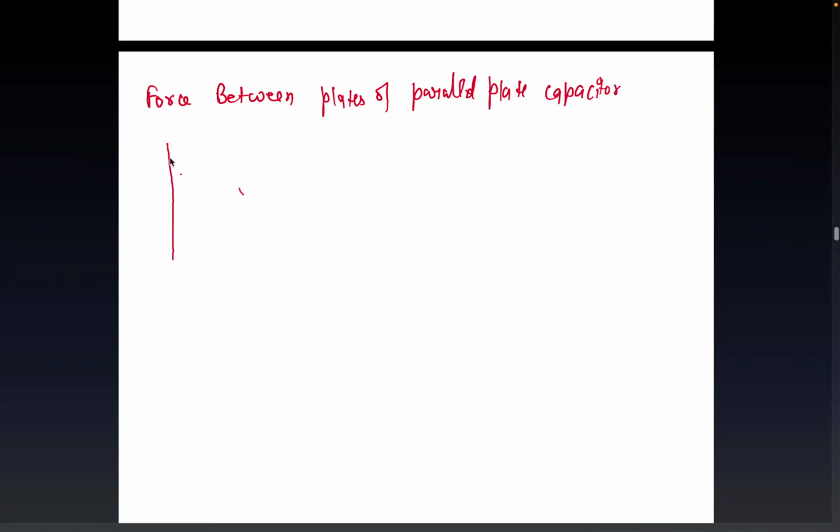Force between the plates of a parallel plate capacitor. Actually, it's an easy task. So just assume this is one surface. I have one plate, and I have another plate here.